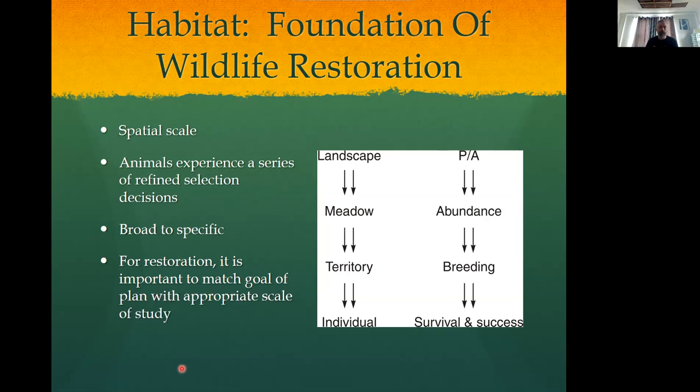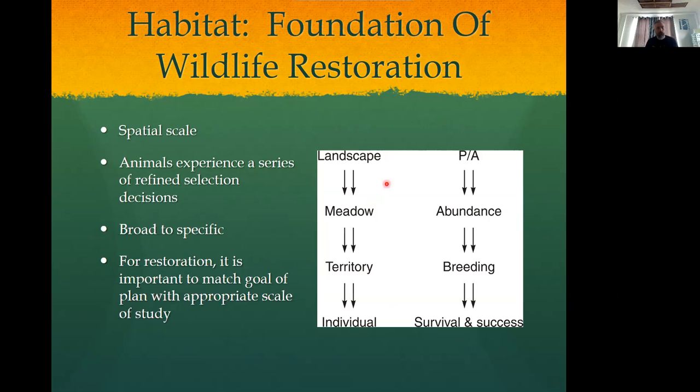So we might think about thinking at larger landscape scales and smaller individual scales. Like going from a landscape to, say, an individual meadow. Within that individual meadow, maybe an individual male or female's territory, right? The area around the individual itself, okay?